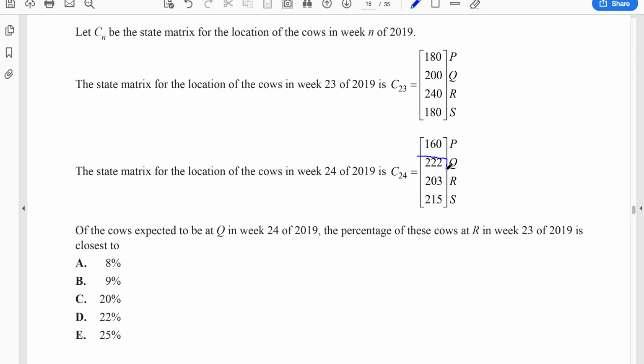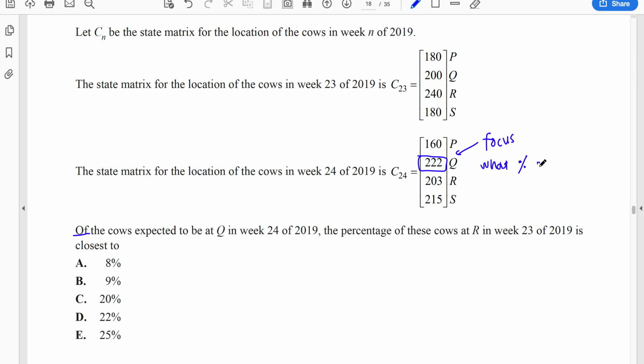So Q in week 24 is this bit right here. There's 222 of them, and it says of those. So we're really just focusing on those 222 just there. So of the cows expected to be at Q, the percentage of these cows at R in week 23. So how many of these, or what percentage I should say, let's take that out.